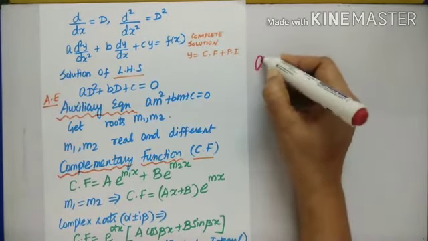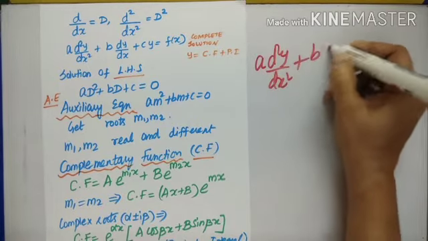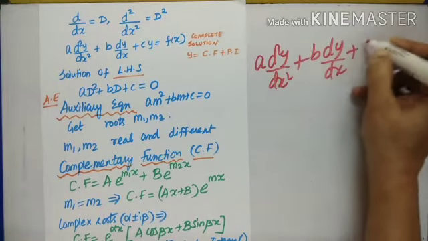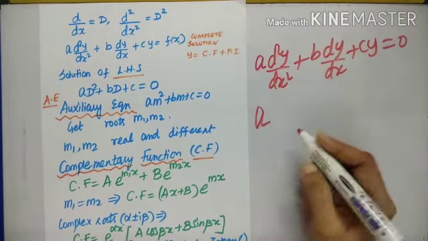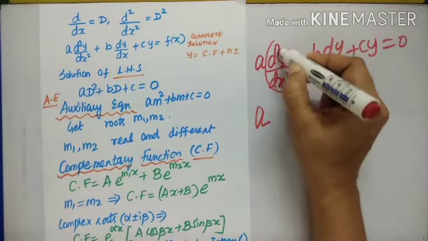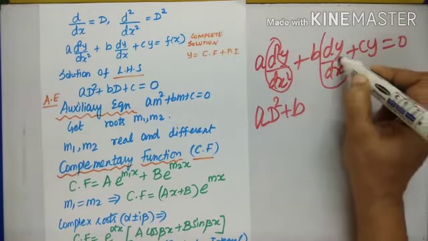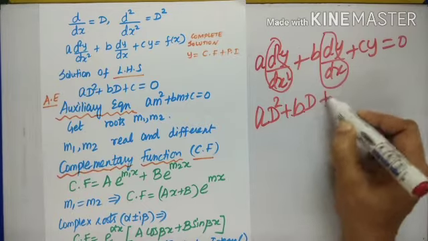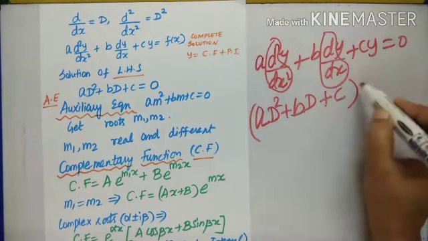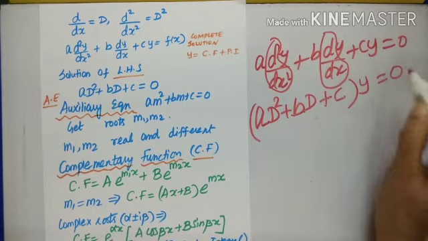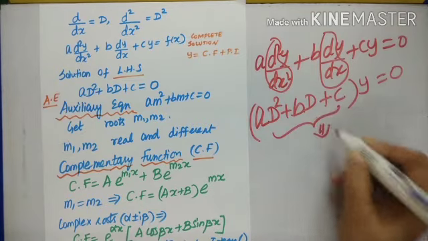So this is an equation: a d square y by dx square plus b dy by dx plus cy equals 0. I rewrite this as a D square plus b D plus c, and in all, I am left with y, that is equal to 0. Now, take this, solve for it.